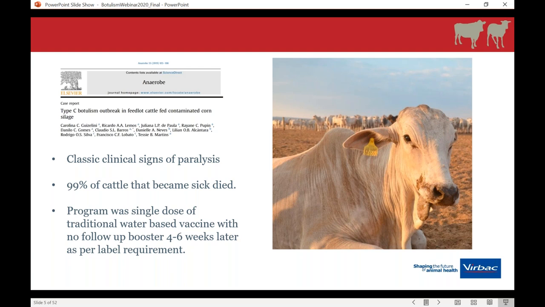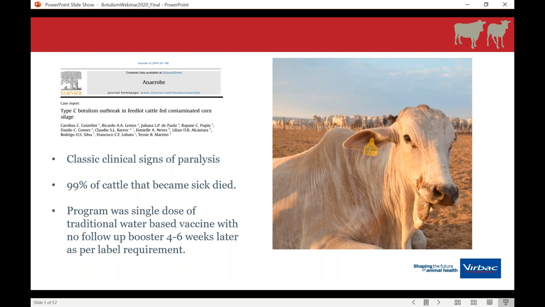And here's a picture of a Bos indicus cow with its tongue hanging out. Really classic botulism. That tongue can't come back in, and that's in the early stages of botulism seen in this outbreak. The really tragic thing about this disease is that in the cattle that became sick in this feedlot, the authors described that 99% of the cattle died. So that's a pretty serious illness. When we compare to coronavirus that the world is obsessed with at the moment, of course, this one wins.